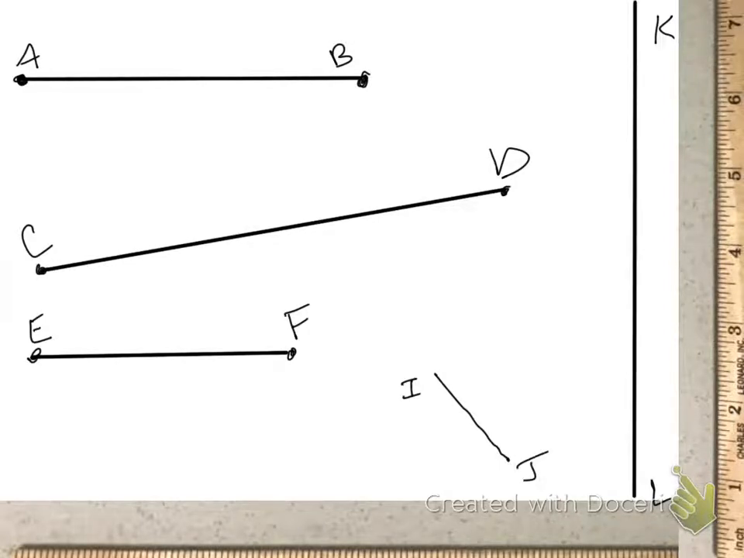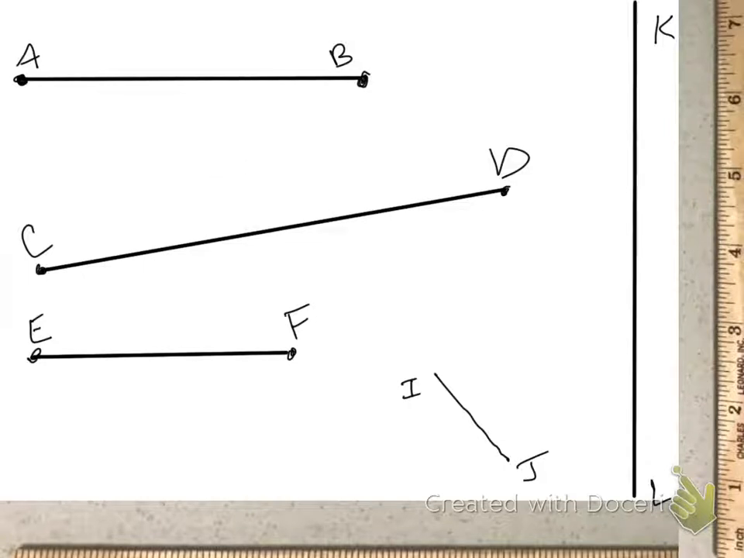Okay, so we can name line segments by naming endpoints in any order. So CD I could name as CD with a line over it, or I could name it DC. Both those would be correct. We draw a bar above the letters to show that it is a line segment.